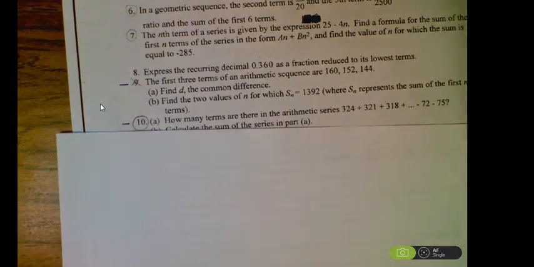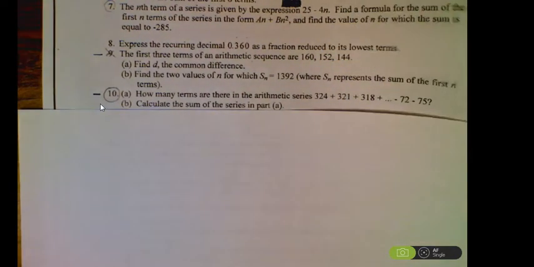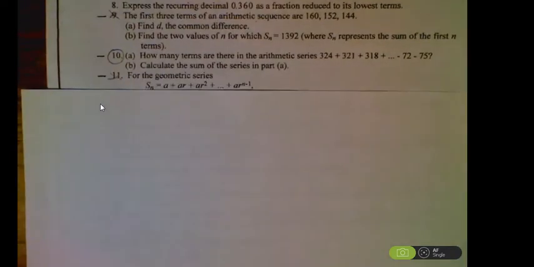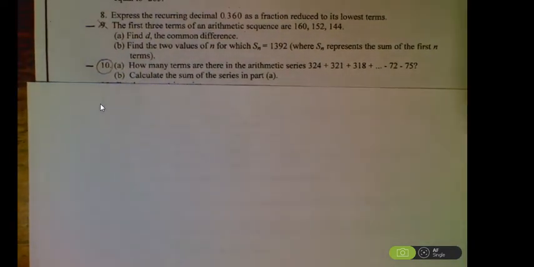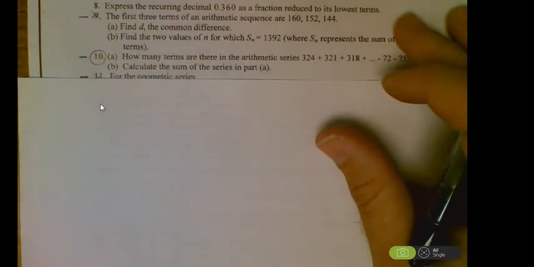All right, here we go with the second half of Chapter 6, Worksheet A. So starting off with number 10. We've got arithmetic series. The first one is just asking how many terms are in the series.